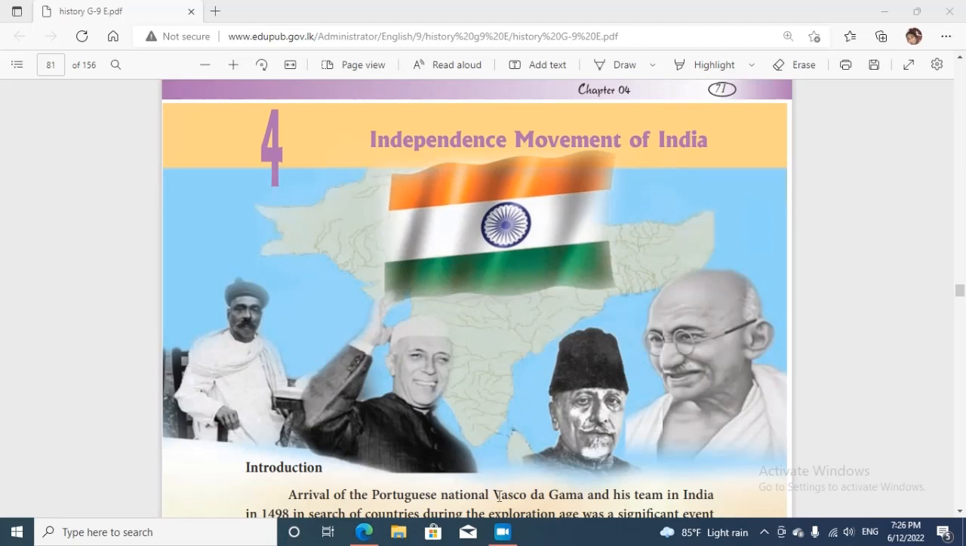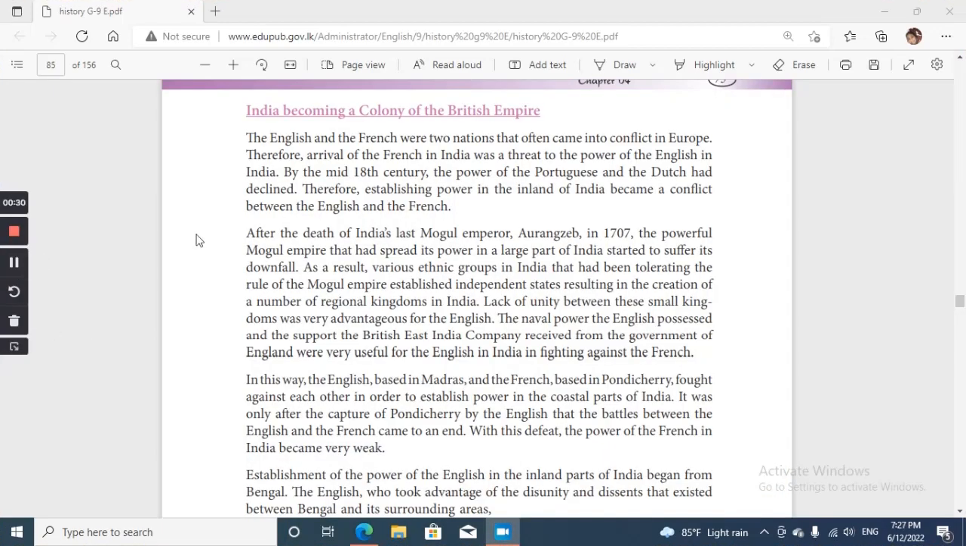Alright, let's get into the lesson. In part 1 we talked about how the European nations arrived in India, and today we are going to talk about how India became a colony of the British.